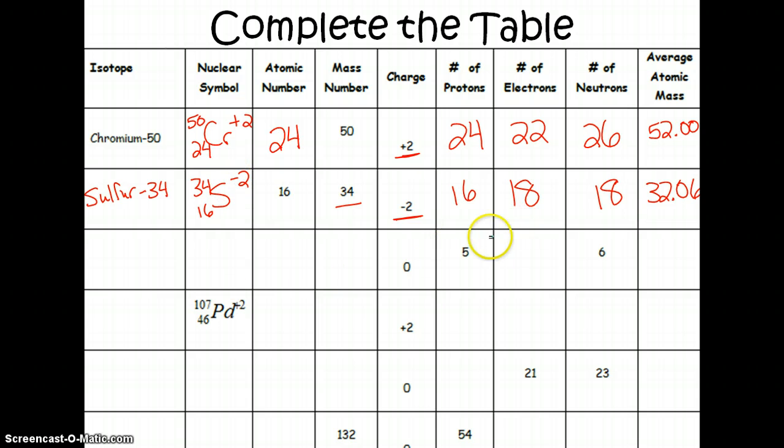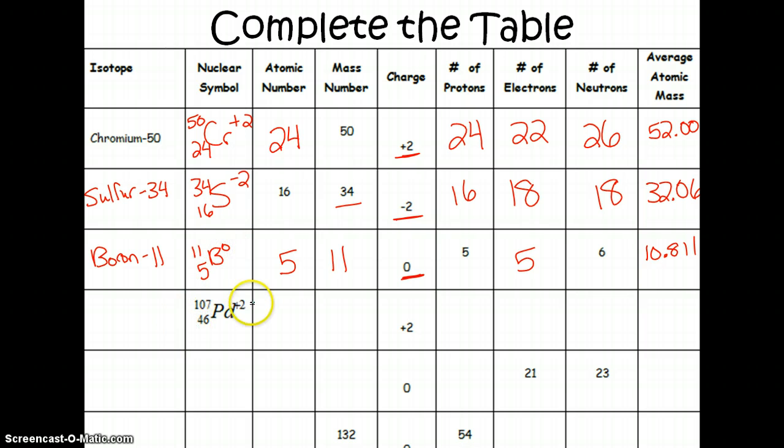Now we know that we have 5 protons on this one, so that's our atomic number. That is the element boron. The mass is protons plus neutrons, so that's 11. That gives us boron-11. We have no difference in protons and electrons, so the charge is 0, and the number of electrons is the same, 5. The bottom number on the periodic table is the average atomic mass.